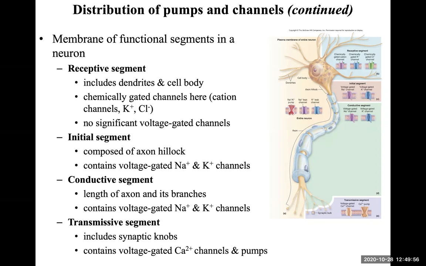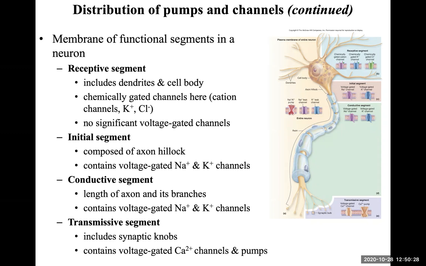Within the dendrites, what we find are chemically gated ion channels. Specifically, we find chemically gated potassium channels, chemically gated chloride channels, and what we just call chemically gated cation channels, and those cation channels are going to allow for the movement of sodium. You should hone in on the fact that these are chemically gated. This tells you that for these channels to open, a chemical has to bind.